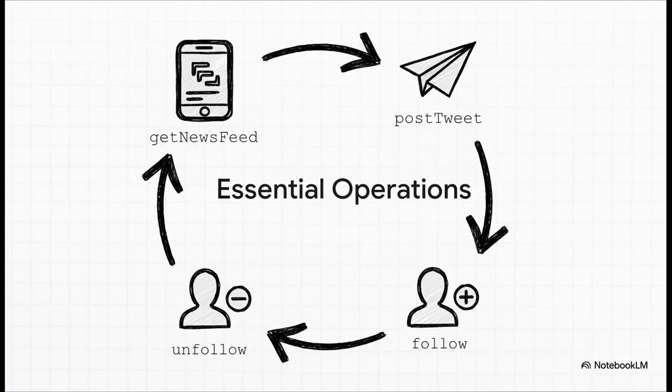And to make that main function work, our system has to be able to handle these 4 basic actions. You got to be able to post a tweet, follow someone, unfollow them, and of course, get your news feed. These are the fundamental building blocks for pretty much any social network.